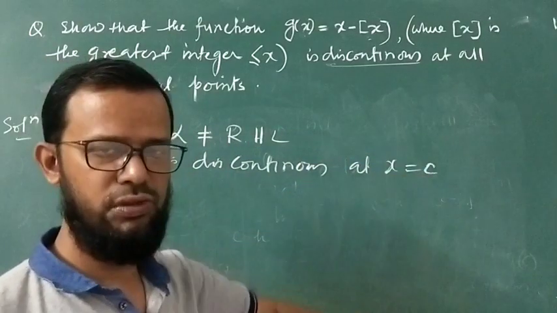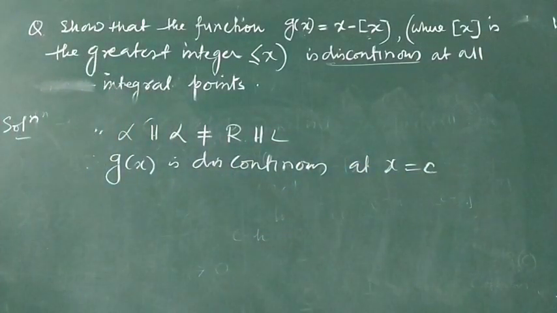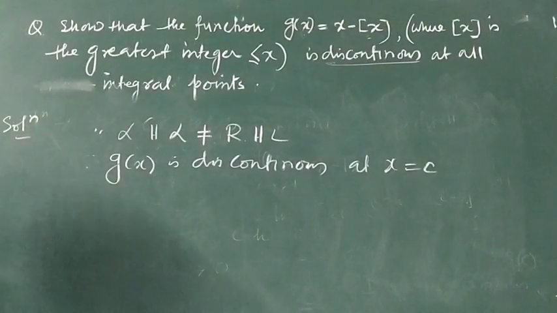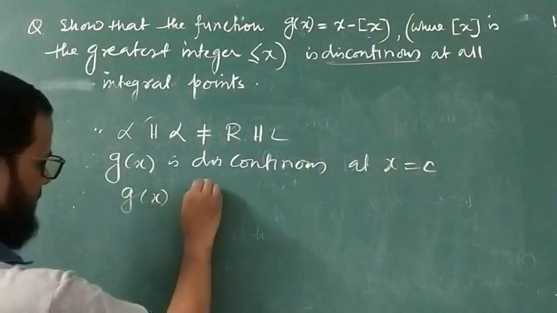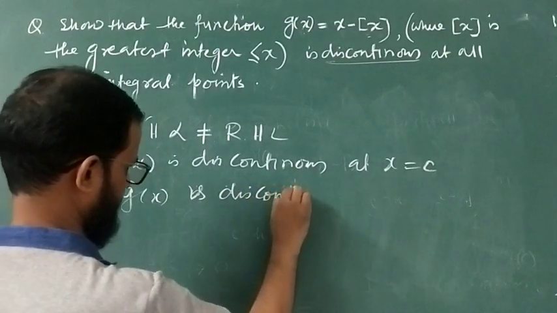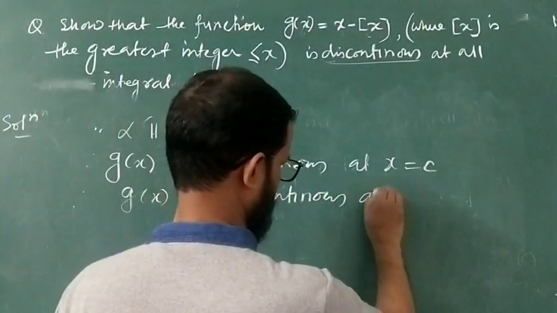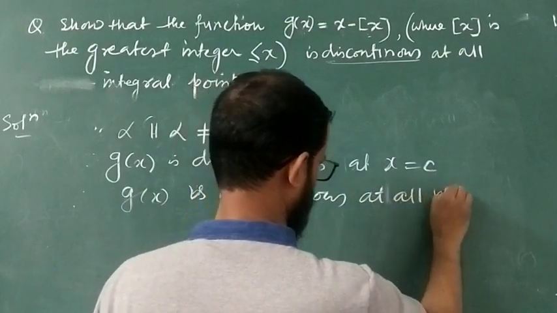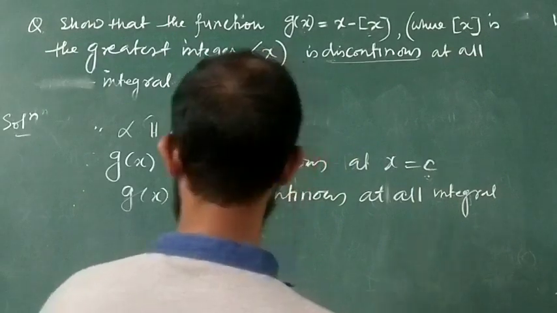For x is equal to 2. In this way, replace c, then you will find that at all the integral points, the function is discontinuous. Therefore, g(x) is discontinuous at all integral points.